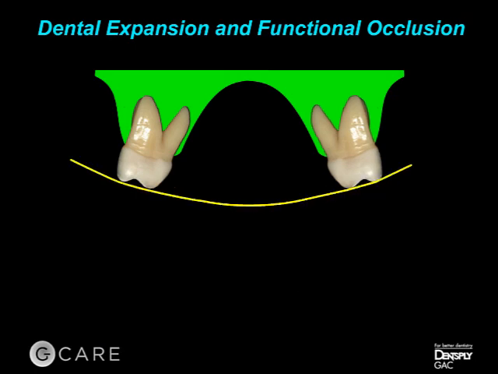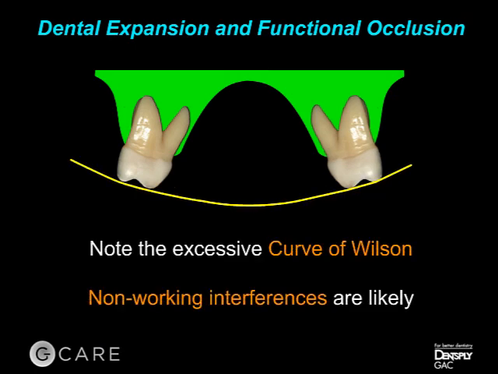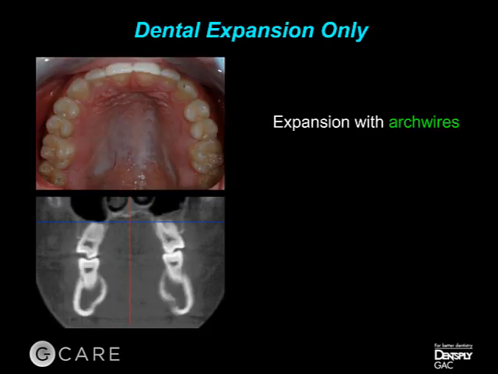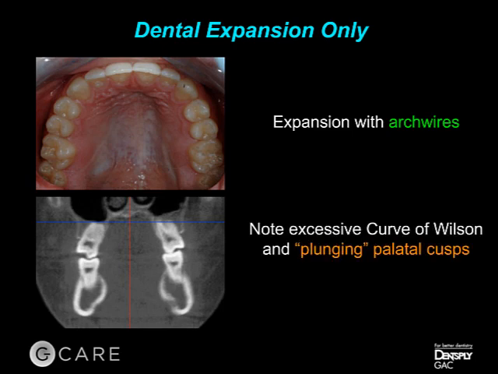And you can imagine that there's going to be an excessive curve of Wilson, and non-working interferences are certainly likely in these cases. Now this was a case where expansion was done with just arch wires, and when this came into our office and we took records, this is what we saw. So you can certainly see the excessive curve of Wilson and what is often referred to as plunging palatal cusps in this situation.